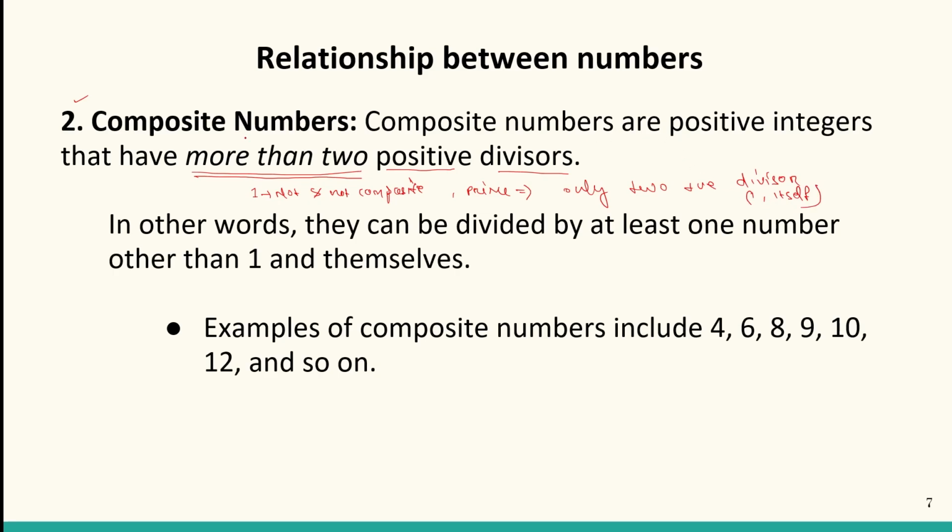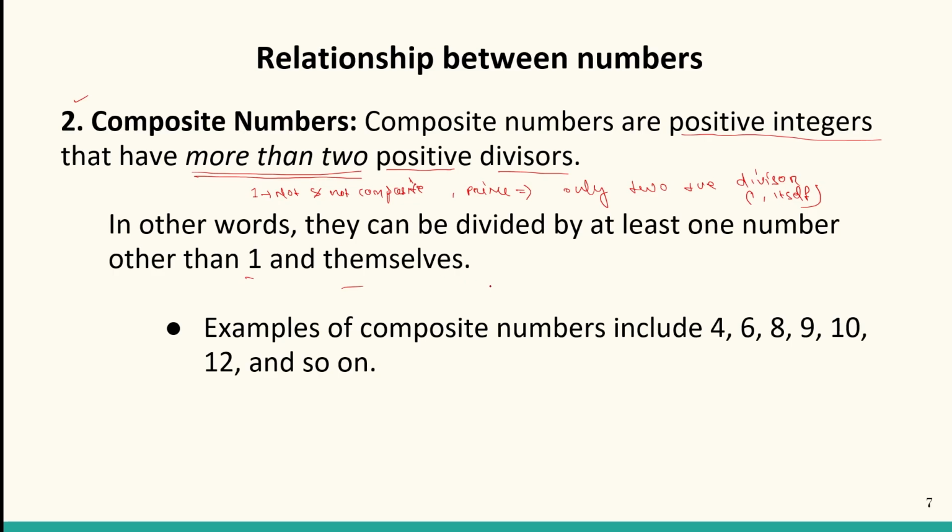Okay, so the two properties of composite numbers are: it has more than two positive divisors, and it is a positive integer. Negative integers can't be called composite numbers. In other words, they can be divided by at least one number other than 1 and themselves. If it is only divided by 1 and itself, then it will be a prime number. But if there is at least one more number that can divide it with a remainder of 0, then we will call this a composite number.